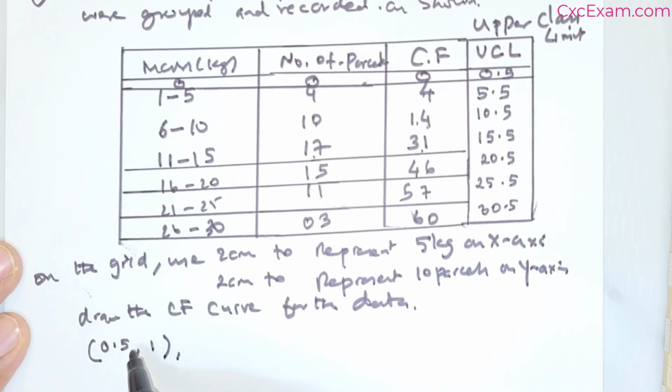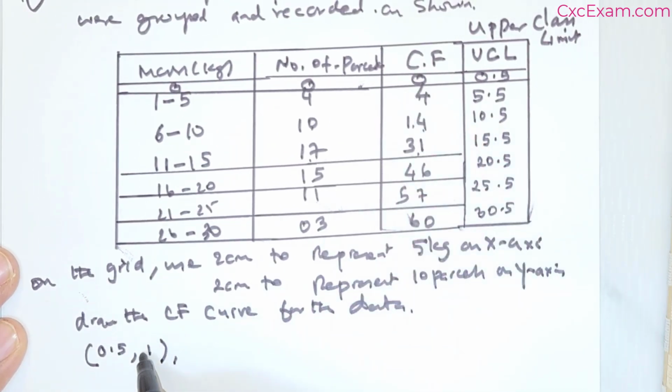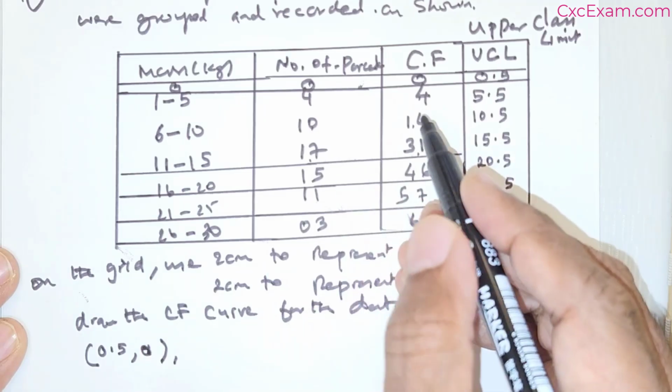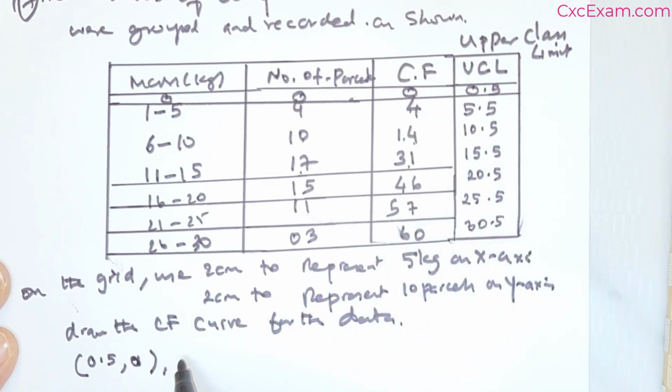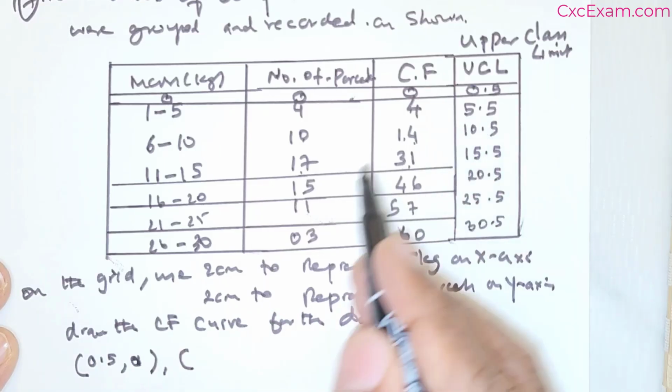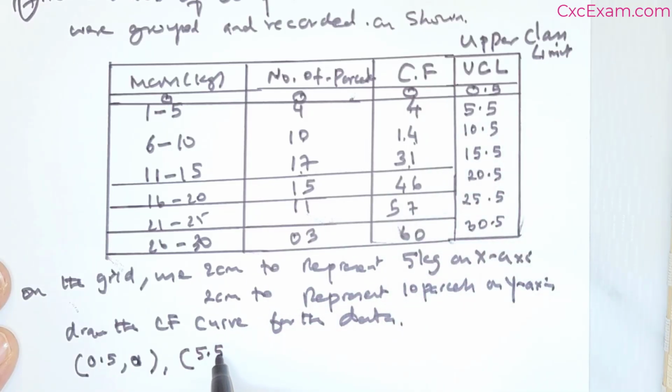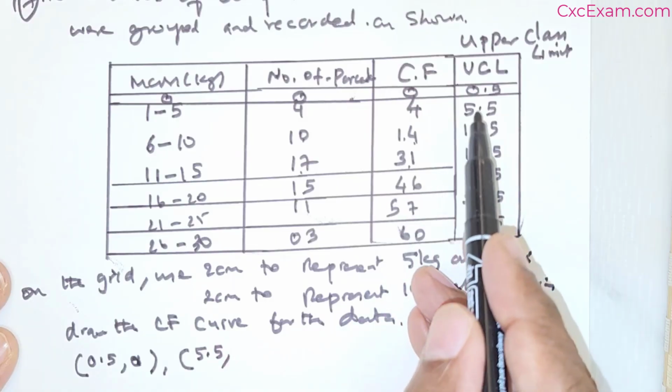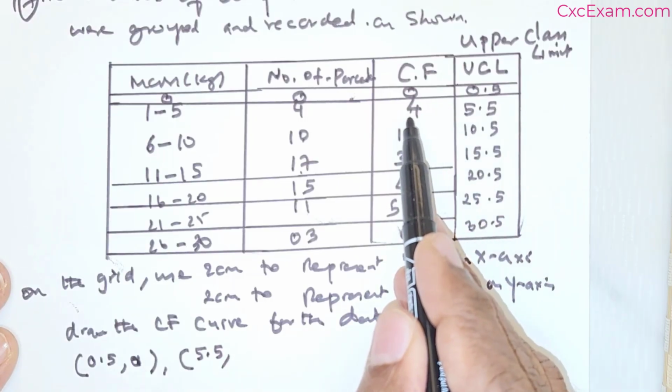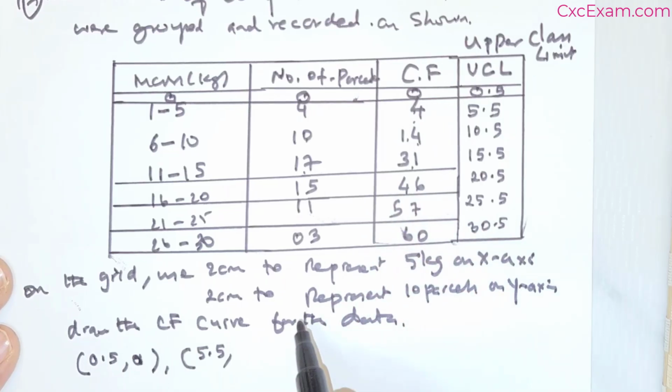This is the first data point. There isn't anything, so this is 0. For weight about 5.5, are there any parcels? Go to the cumulative frequency and spot the number. So there are 4 parcels.